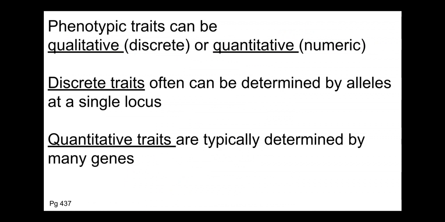As stated in previous videos, phenotypic traits can be discrete or quantitative. By discrete, that's things like eye color or whether you have sickle cell anemia or not. Those can often be determined by fairly simple Mendelian genetics, alleles at a single locus. Quantitative traits are measured numerically: height, weight, blood pressure, length of a beak on a finch. Those are typically determined by many genes.